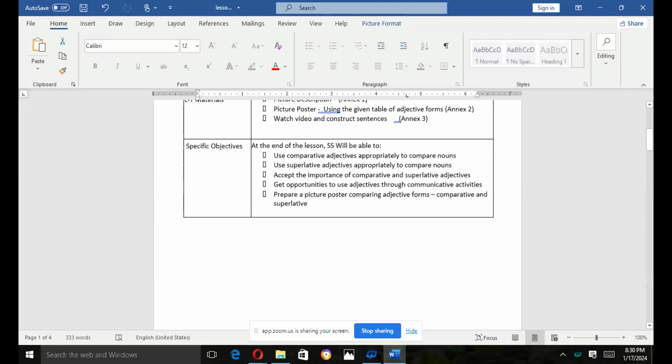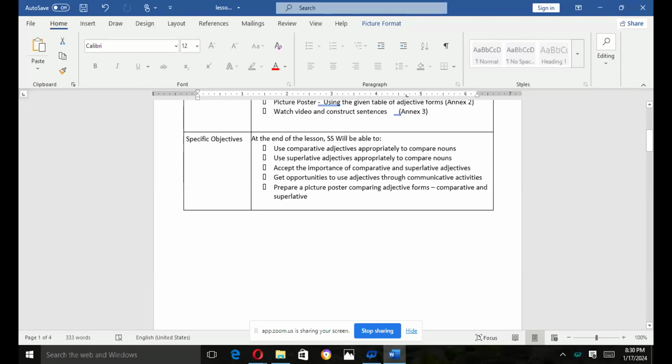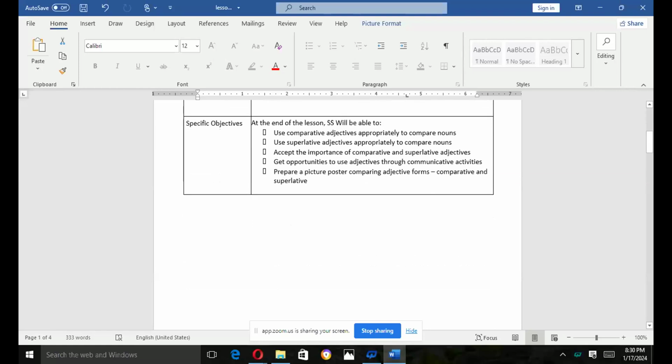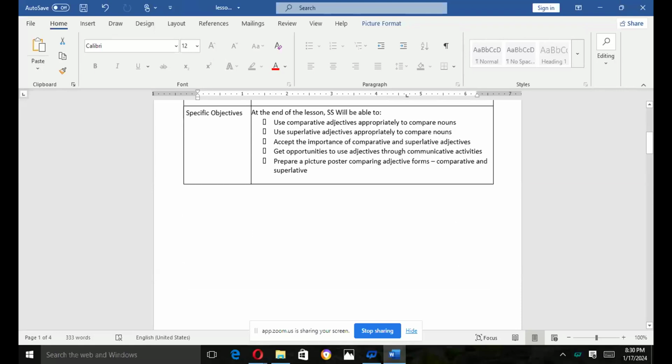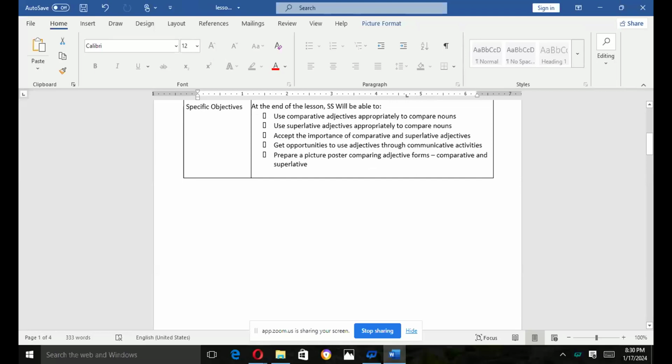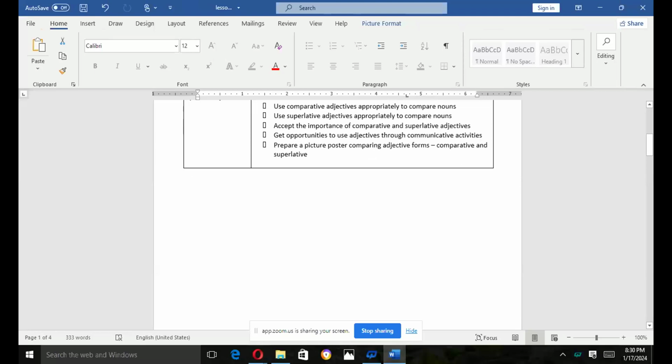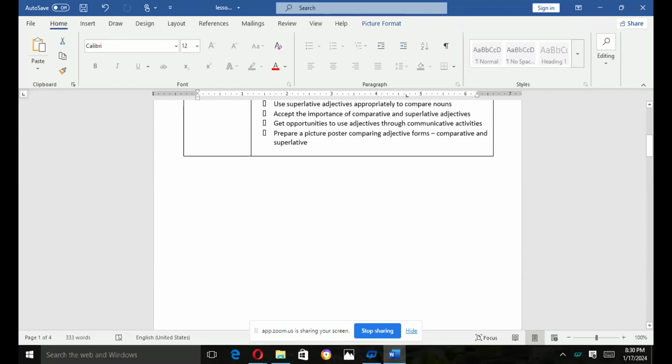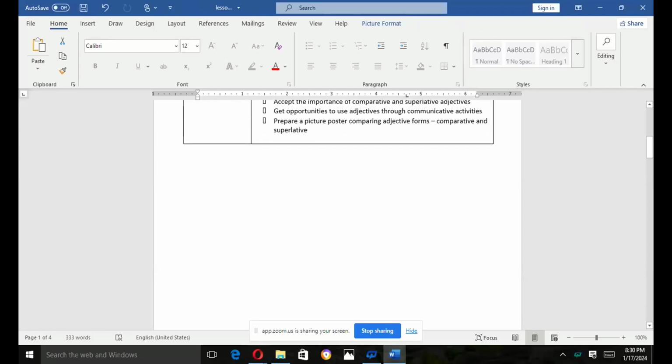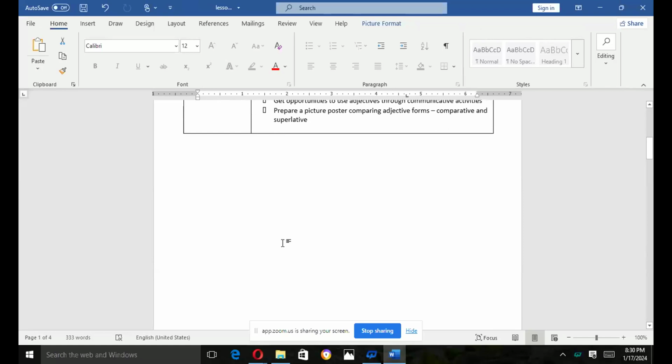Specific objectives: at the end of the lesson, students will be able to use comparative adjectives appropriately to compare nouns, use superlative adjectives appropriately to compare nouns, and accept the importance of comparative and superlative adjectives, get opportunities to use adjectives through communicative activities, and at last prepare a picture poster comparing adjective forms, comparative and superlative.